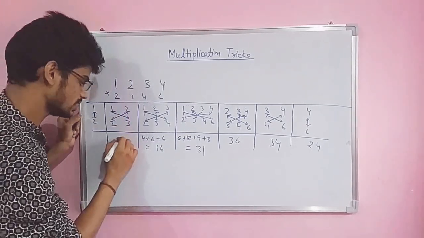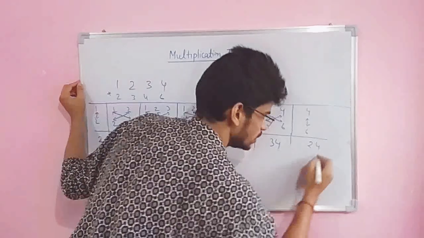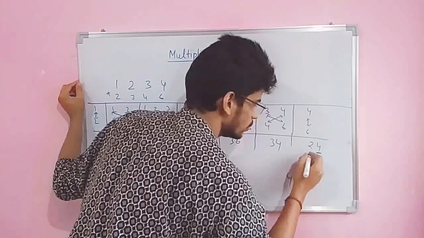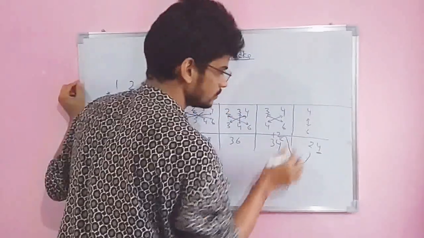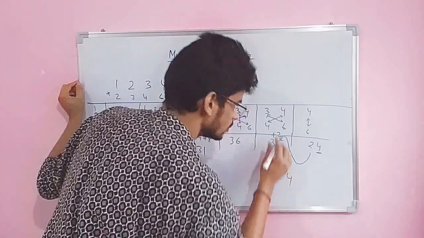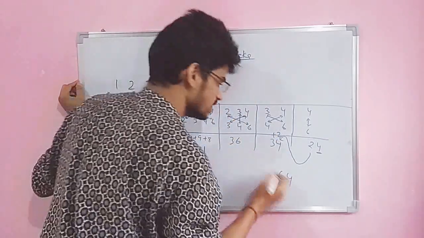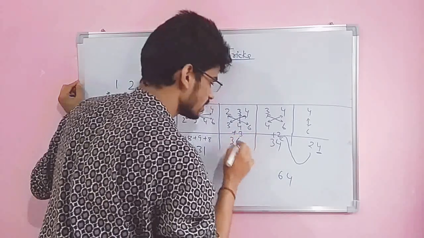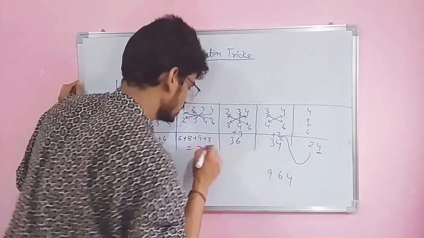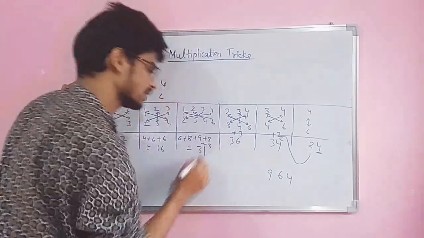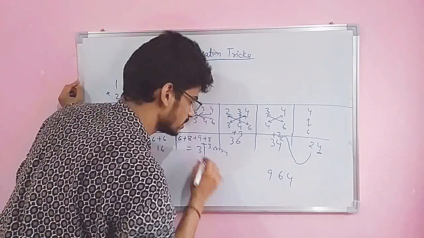3 plus 4 is 7, here 2. Now note down the unit digit 4, and 2 is added as a carry. 34 plus 2 is 36. 36, note the 6, here 3 is carried. 36 plus 3 is 39, here 3 is carried. 31 plus 3 is 34.